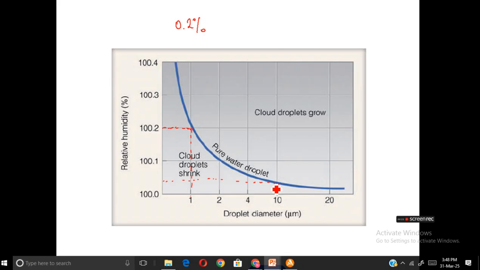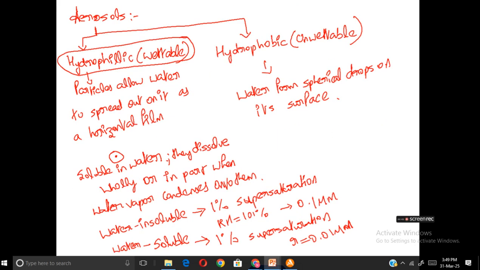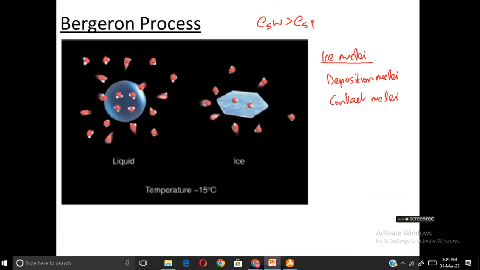So basically, the higher the curvature of the droplet, the higher the level of supersaturation it needs to survive. The larger the size of the droplet or the smaller the curvature, the less supersaturation it requires for the droplet to survive. Now let's derive a mathematical expression for this curvature effect.